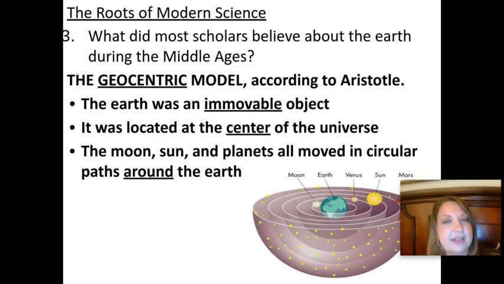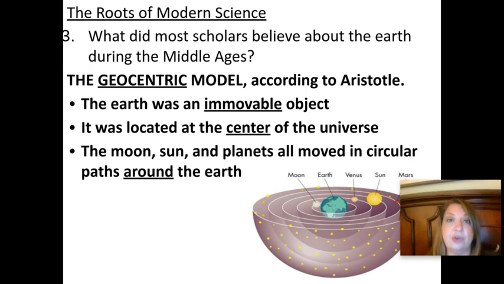So, really, the heart of the scientific revolution has to do with people's beliefs about the universe. And for thousands of years, the church had supported what is called the geocentric model. Geo means earth, right? So, geocentric, earth centered model. And this model was put together by Aristotle in ancient Greece thousands of years before. And basically, it stated that the earth was not moving, that it was the center of the universe, and that the moon, sun, planets, everything else in our solar system was revolving around us.